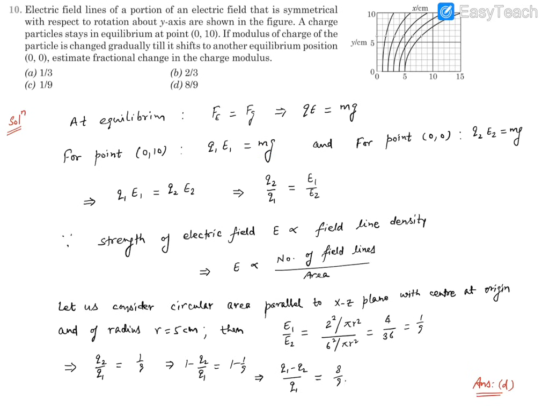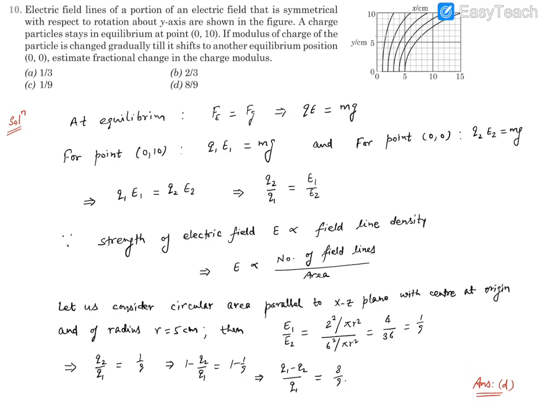Now since Q2 has reduced, E2 must have gone up, and you can see here the field line density is more as compared to there. That means the electric field strength has gone up as we moved from 10 to 0 along the y-axis. So from here we get Q2 upon Q1 is equal to E1 upon E2. That means we need to find the ratio of the electric field at the initial and final locations. How to find the electric field strength ratio is the important point. If we can find this, we can find the ratio of the charges, and then the fractional change.